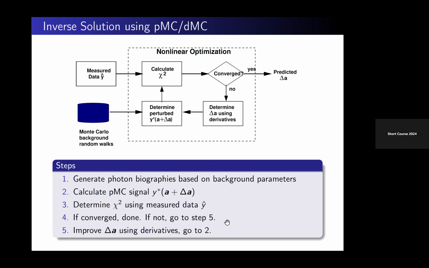Bless you. So just because I'm going to use this graph in the next set of slides. So we have our measured data. We have an initial guess. We determine chi-squared. Is it converged? Typically not on the first step. Determine an update using your derivatives. Determine your model problem forward prediction based on that step. Determine chi-squared, and keep on going around here until you get your optical properties.